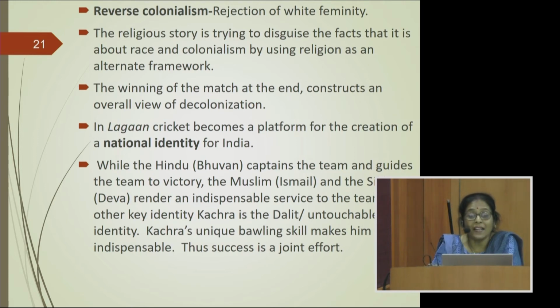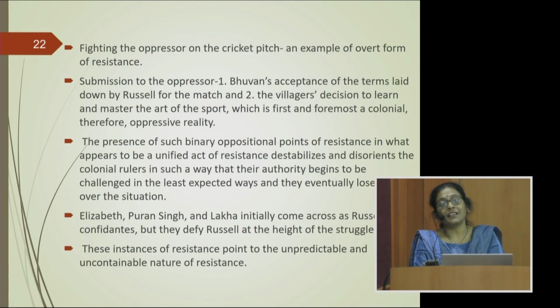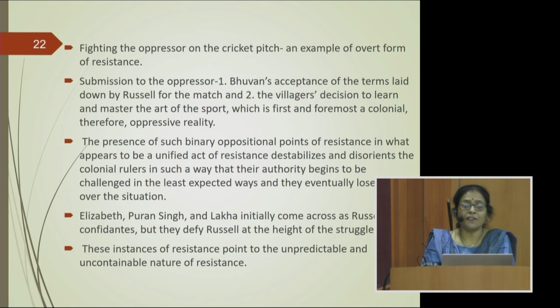Not only that, we have an element of the untouchable also. We have Kachra, who is a Dalit actually. And we find that it is finally his unique bowling technique which helps them to win. But victory is, of course, a joint enterprise. There are many instances of submission that we find over here. We find that Bhuvan has to accept the condition of the match. The villagers have to learn how to play the game. All these things are forms of suppression.